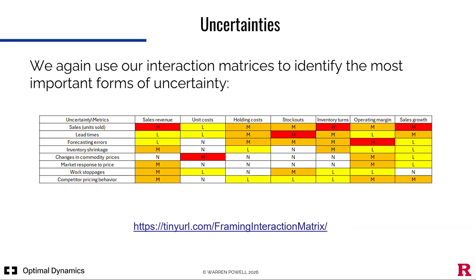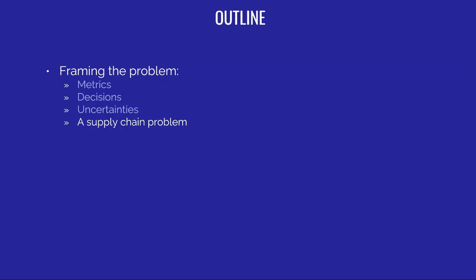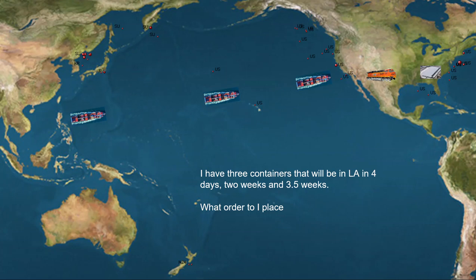What we then want to do is identify the uncertainties that have the highest impact on the most important metrics. So finally, let me illustrate all this with a seemingly simple supply chain problem. I've got a warehouse in Atlanta in the southeastern United States. I'm getting product from Asia. It takes several months to order.